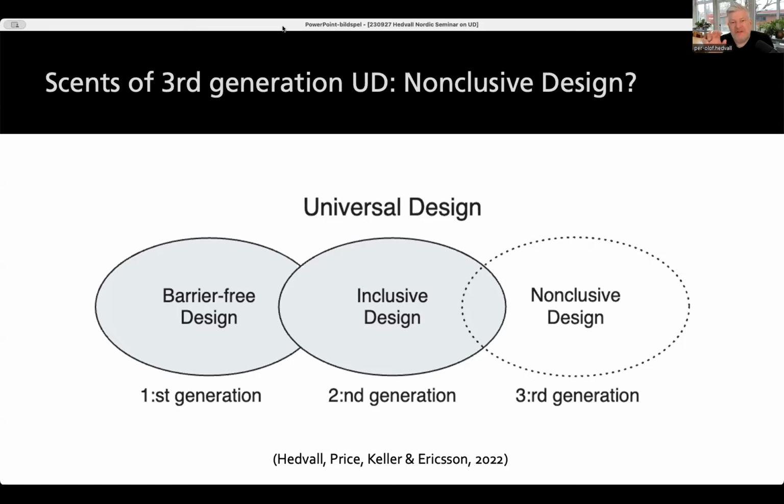So what we've started to see signs of is a third generation. It's still universal design, but it's a facet of universal design that perhaps is less developed at the moment. We call it non-inclusive design. With non-inclusive design, we mean design that deliberately stays away from categorizing bodies, roles, and people. So it's design processes that build on something else than just categorizations of people.